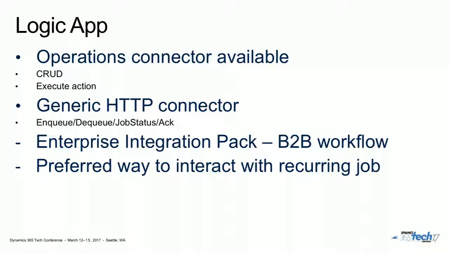Therefore, these 4 recurring job APIs are not discoverable with our native connector. Right? So you can't discover them, but that doesn't mean you can't use them. You can use the existing HTTP connector to connect to those 4 APIs.